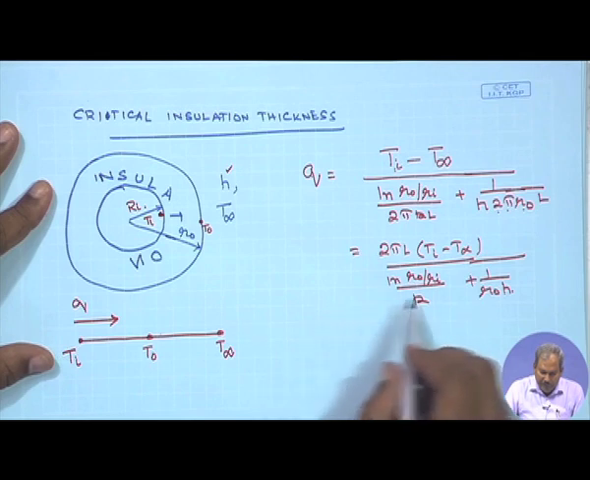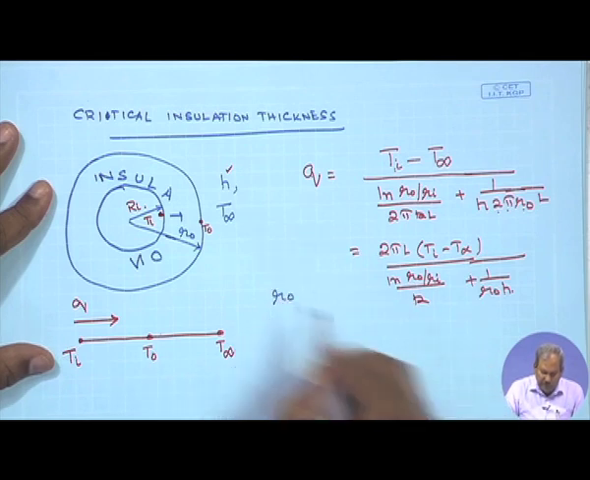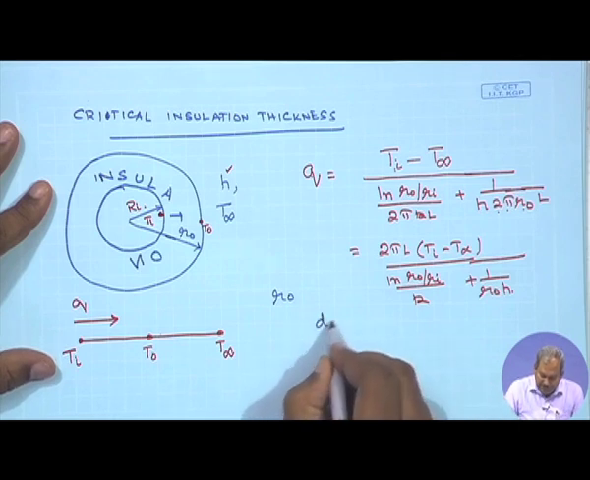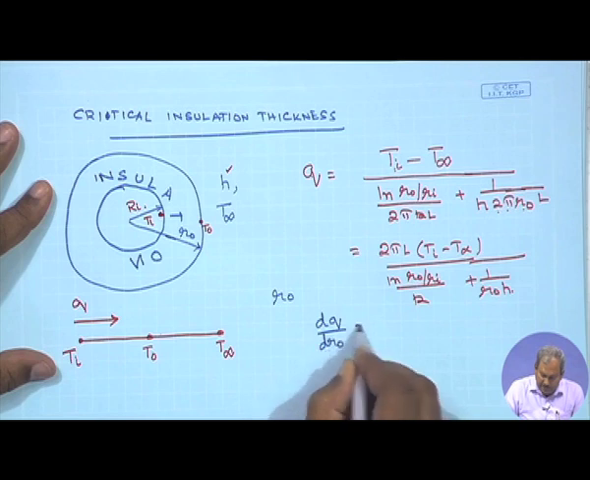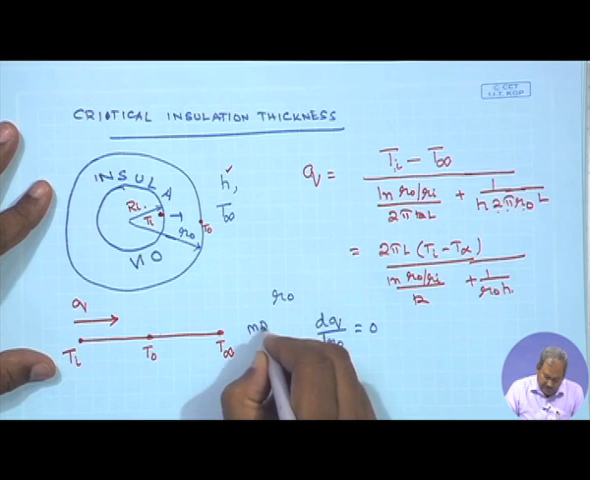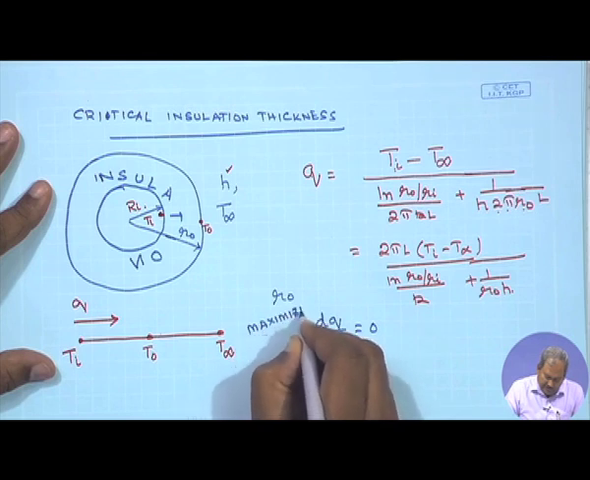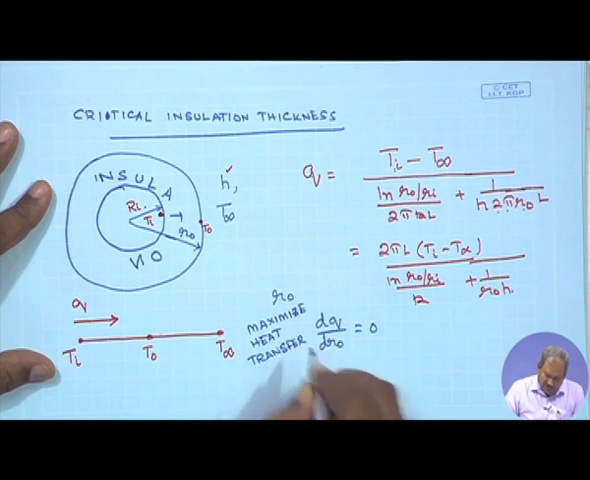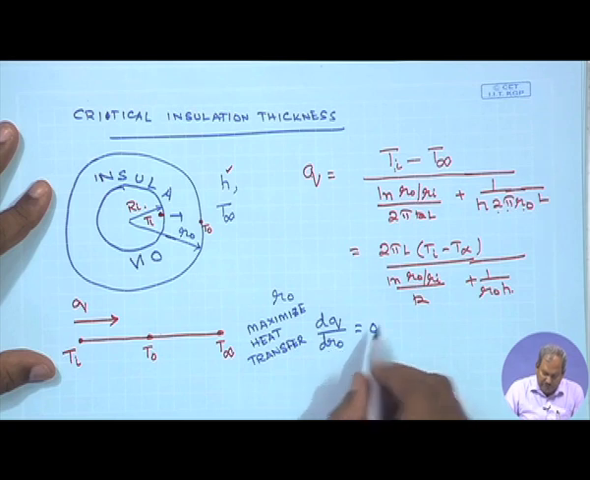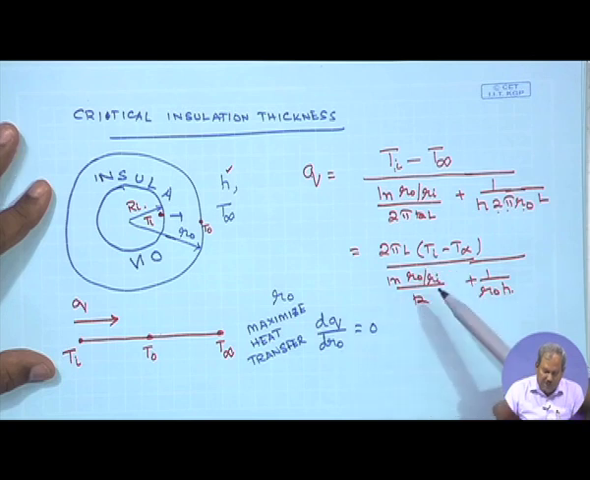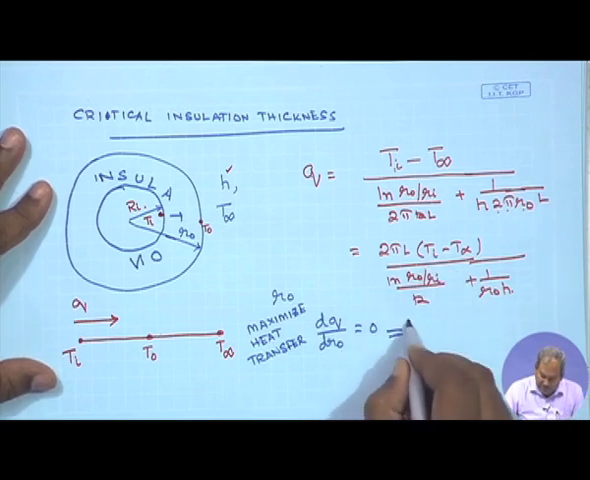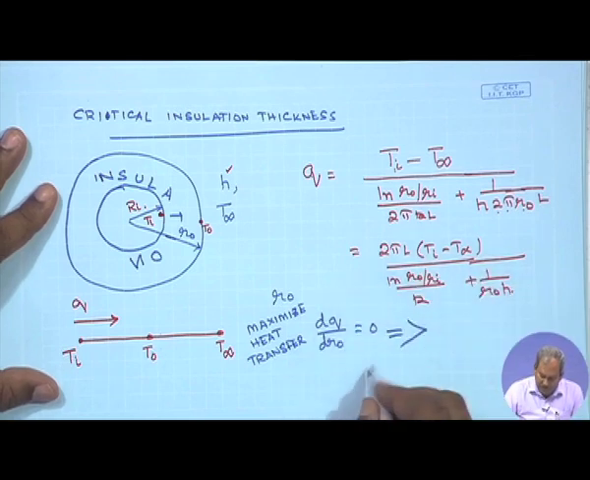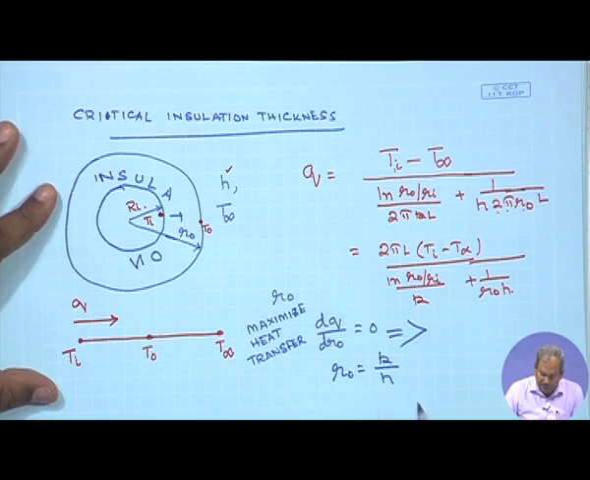In order to evaluate the radius of the insulation, R naught, that would maximize heat transfer, dq by dr naught must be equal to 0. So, this is maximizing heat transfer with respect to the thickness of insulation. If you put dq by dr naught equal to 0, I will not do this math, you can do it on your own, what you would see is R naught equals K by H.